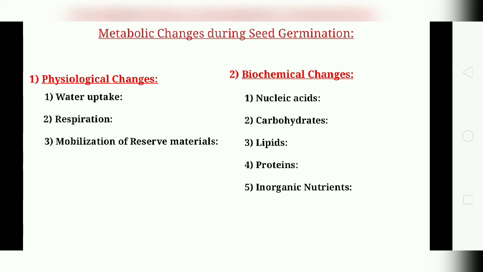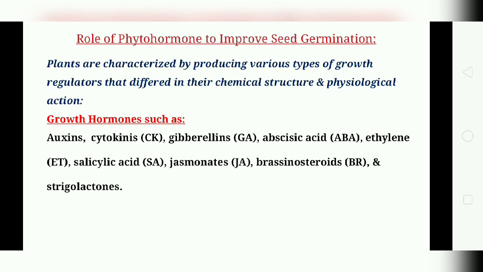A number of inorganic nutrients such as phosphate, calcium, magnesium, potassium, etc. are also stored in the seeds in the form of phytin. These stored nutrients are liberated during germination due to the activity of various phosphatases, including phytase. So these are the metabolic changes found during seed germination.